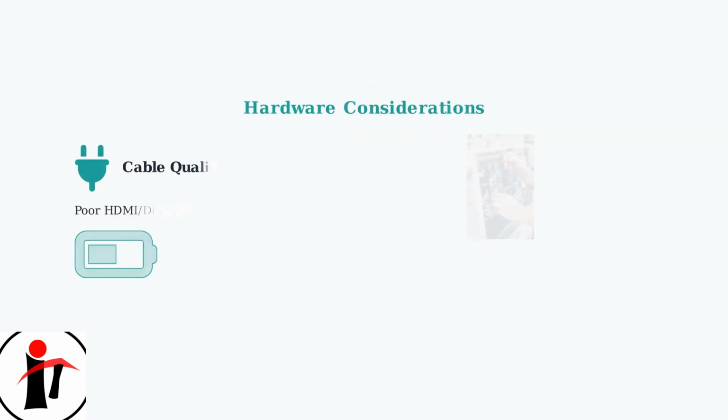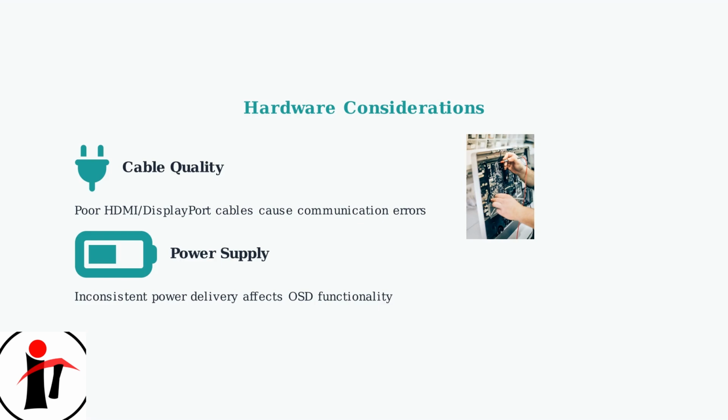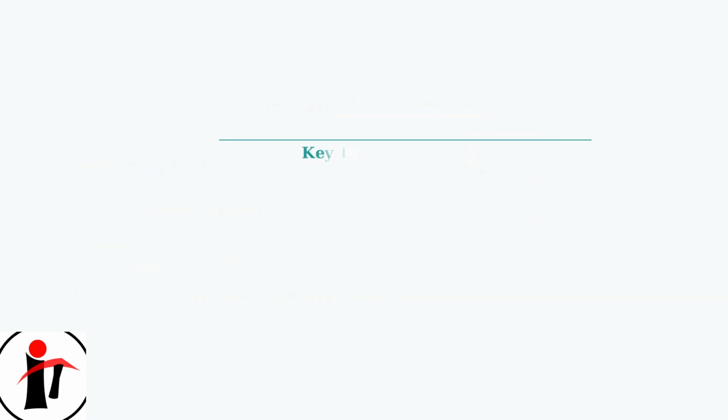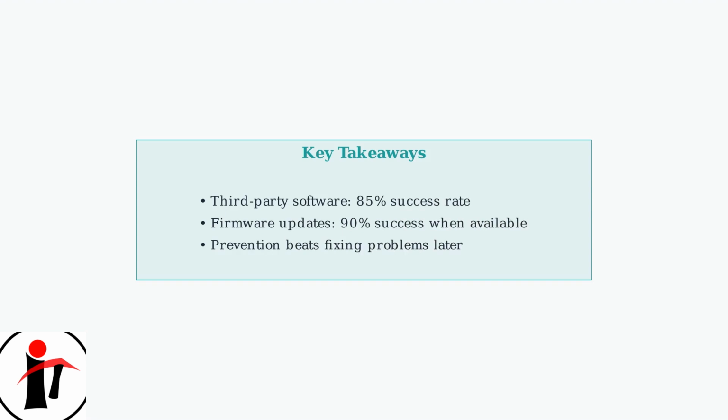Hardware factors can also contribute to brightness lock issues. Poor cable quality and unstable power supply are common culprits that are often overlooked but easy to address. These advanced solutions provide multiple pathways to resolve persistent brightness lock issues. Start with third-party software for the highest success rates, keep firmware updated, and implement prevention strategies to avoid future problems.